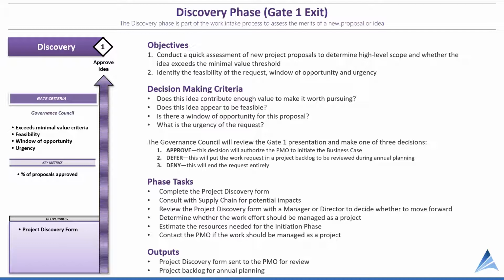Here we have the discovery phase, which is part of the work intake process to review and assess the merits of new proposals. Each phase should have objectives that are made clear to the project team. There should be decision-making criteria. There should be specific phase tasks to complete the phase in addition to whatever tasks are necessary at the project level. And there would also be specific outputs. In this case, the discovery form is sent to the PMO for review, and the project backlog is updated for annual planning, if appropriate.